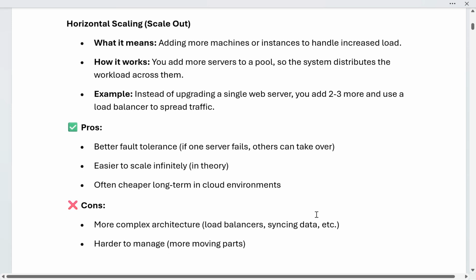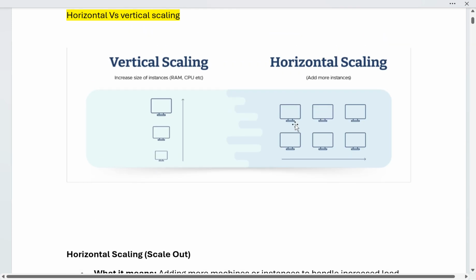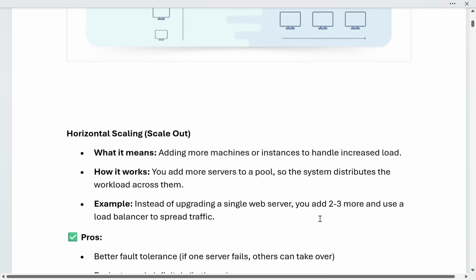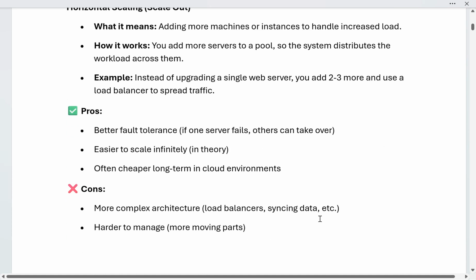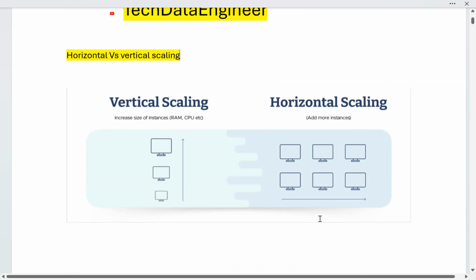What are the cons? A more complex architecture. If you add more machines, there is complexity in managing all of them. It is harder to manage, with more moving parts.